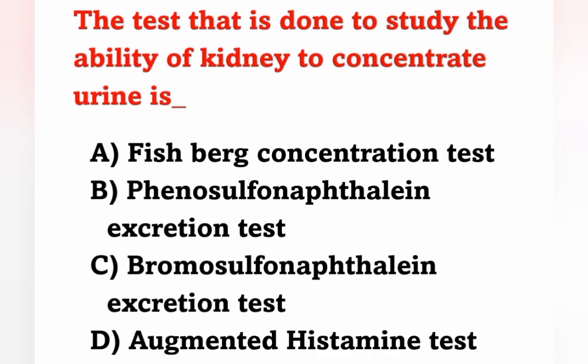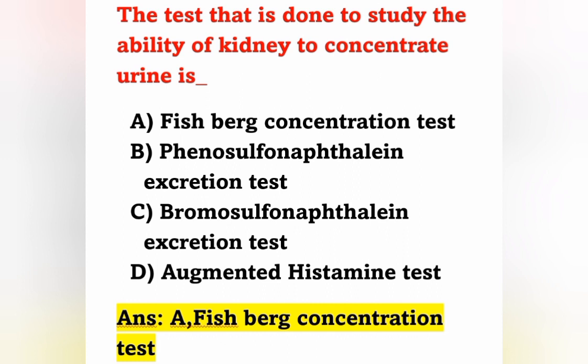The next question: the test that is done to study the ability of the kidney to concentrate urine is: option A Fishberg concentration test, option B phenolsulfonphthalein excretion test, option C bromsulphthalein excretion test, option D augmented histamine test. Correct answer is option A, Fishberg concentration test, which is used to study the ability of the kidney to concentrate urine.